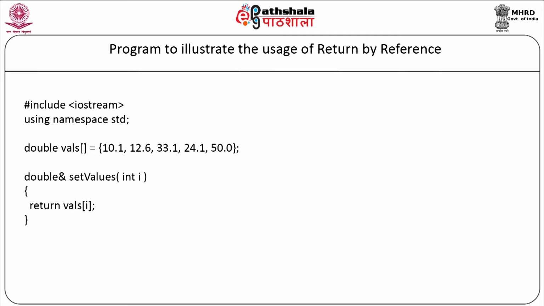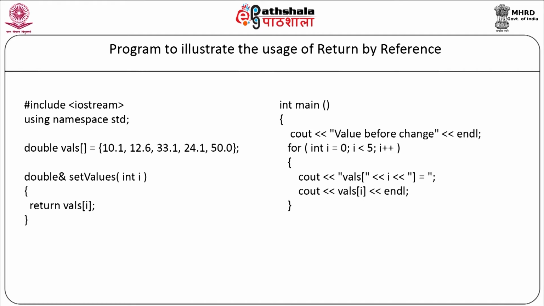Now let's start with the main program, int main. cout value before change is endl. We will start with the for loop: for int i = 0, i less than 5, i++. cout vals[i] is equal to vals[i].